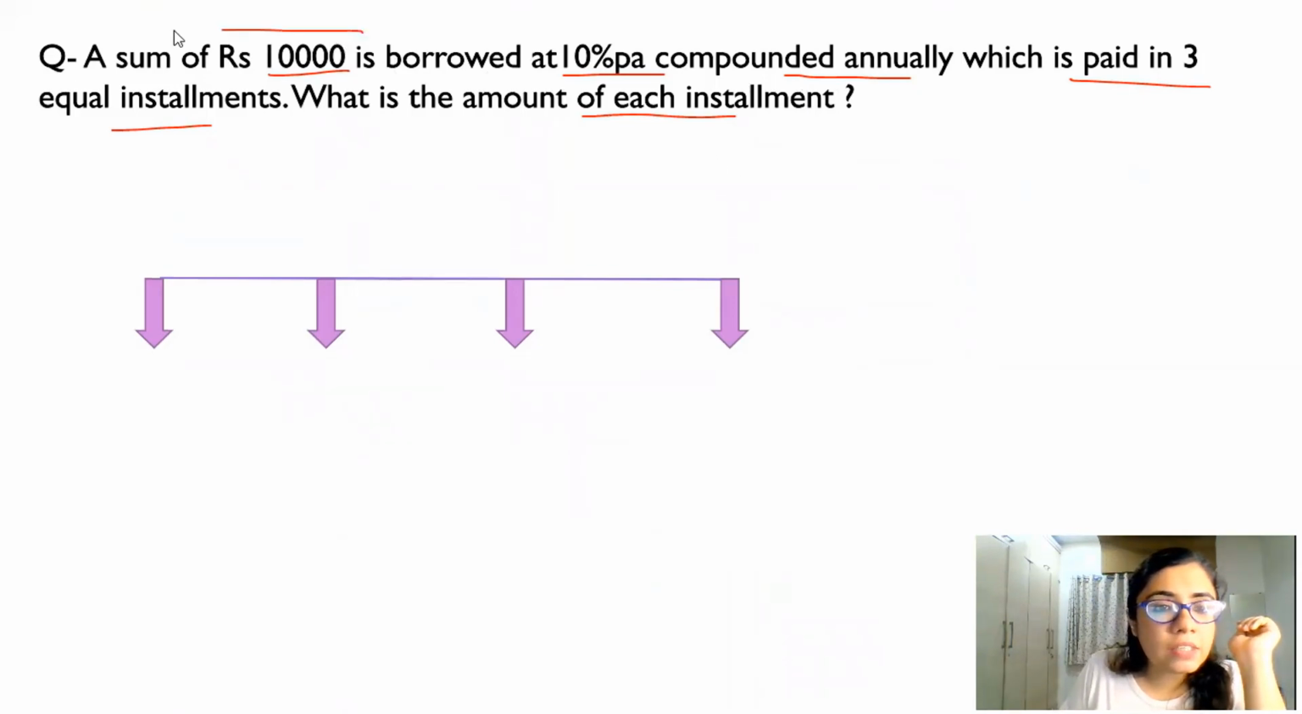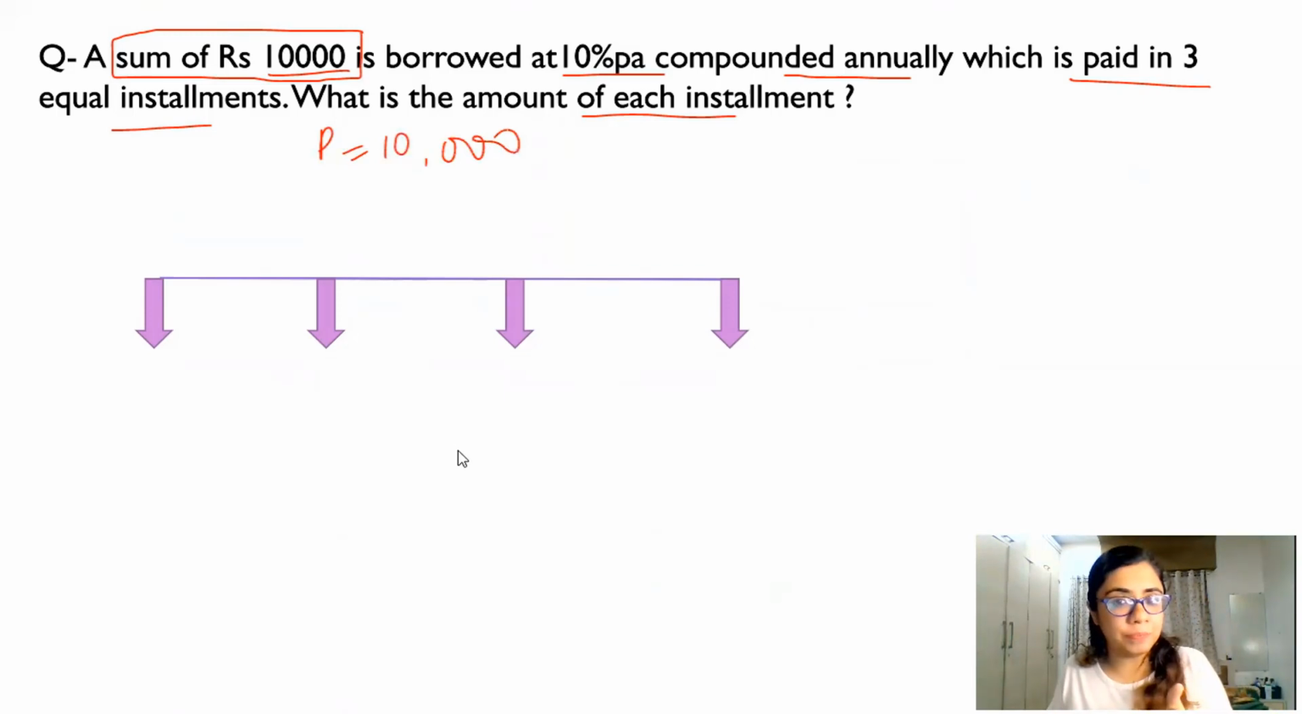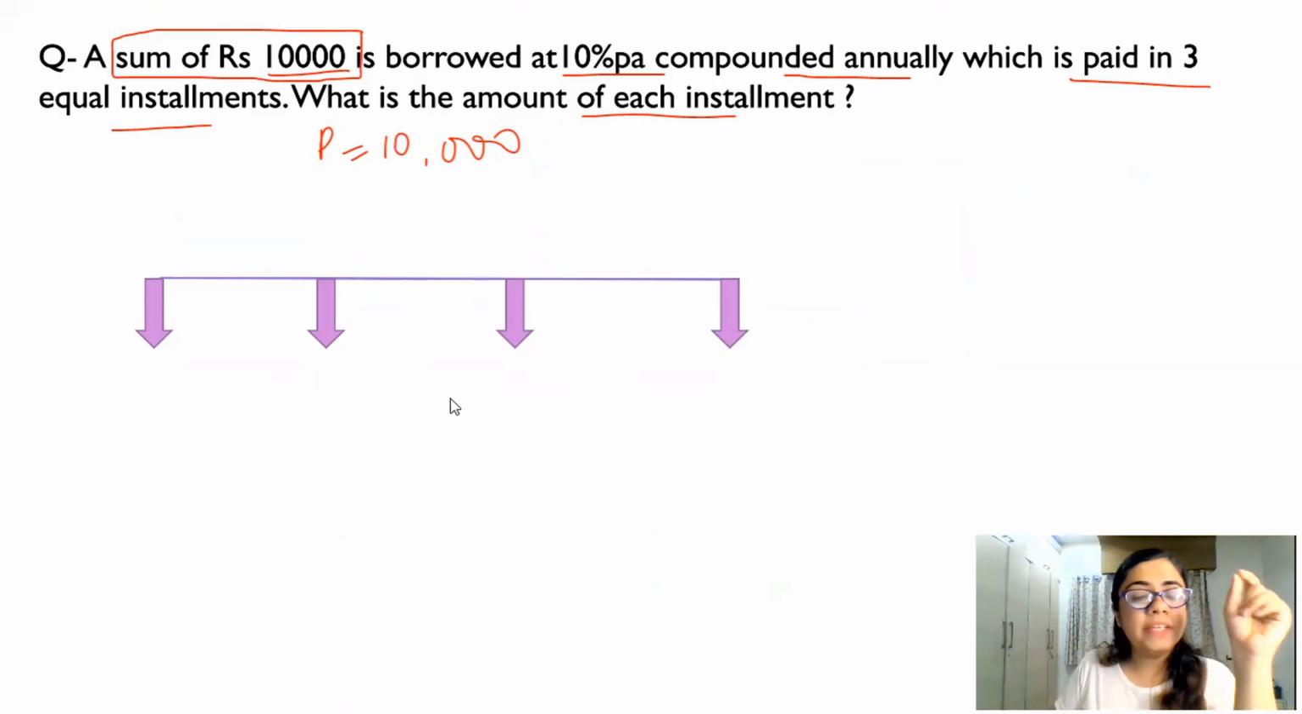Now understand here, a sum of rupees 10,000 is borrowed. So this is your principal value. In the previous sum, they had given that you will discharge a debt of 9,800. So that was your debt, that was your total value, that was your principal plus interest. But here, this 10,000 is purely your principal. So you will have to add the interest to this.